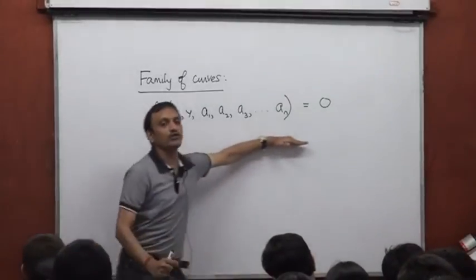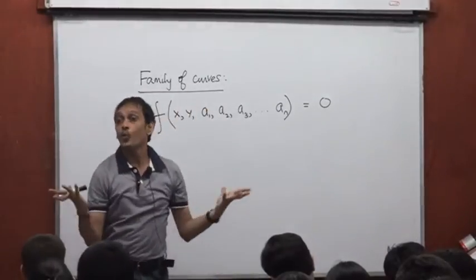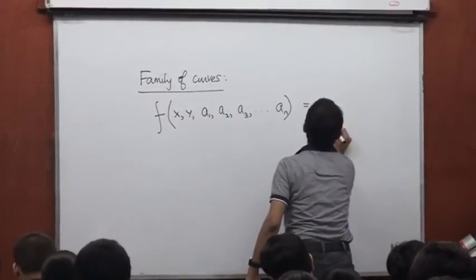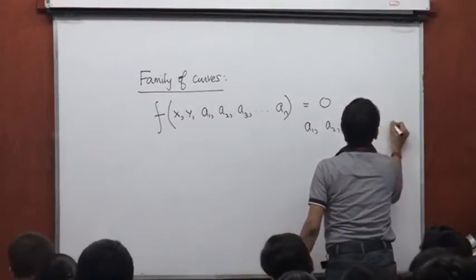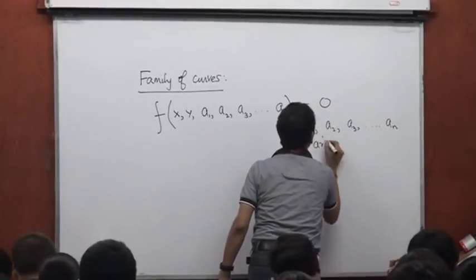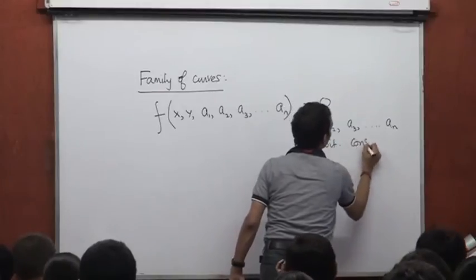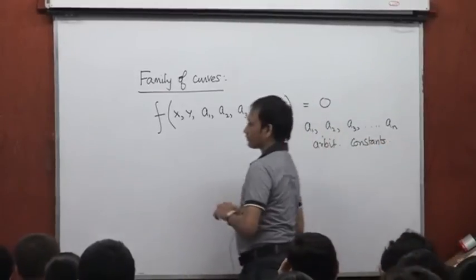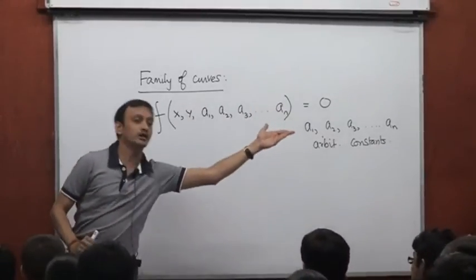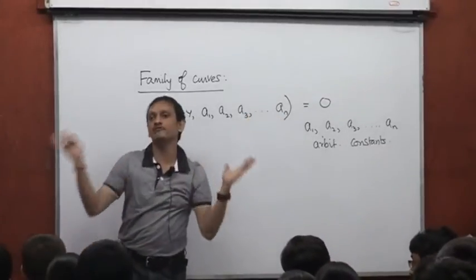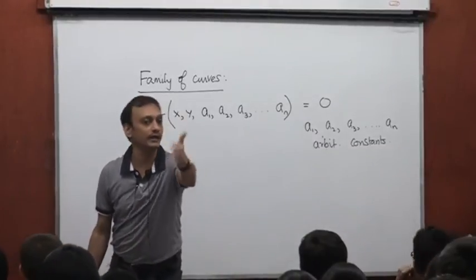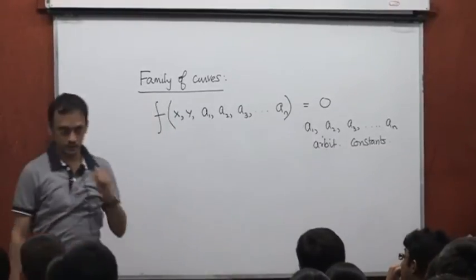So this in general represents a certain curve, a family of curves. Why a family of curves? Because these a1, a2, a3, an are arbitrary constants. For different sets of a1, a2, a3, an, you get different curves out of it. So what it gives us is a family of curves, as long as we enjoy the liberty to vary a1, a2, a3, an, treat them as arbitrary constants.